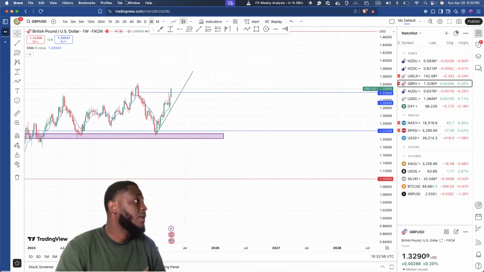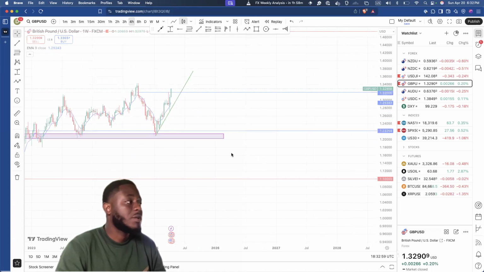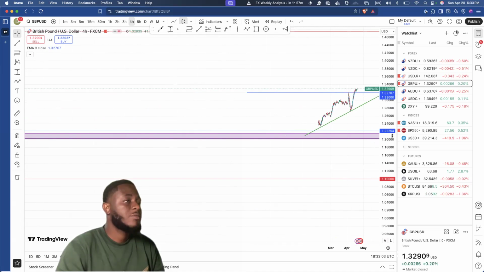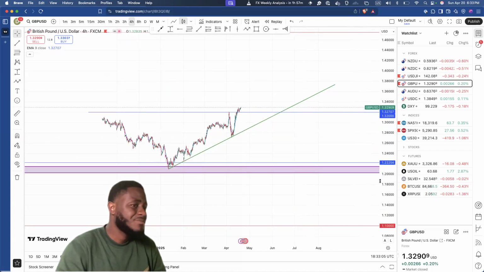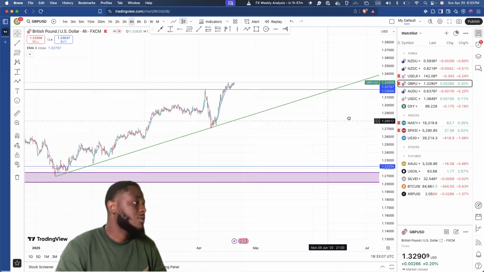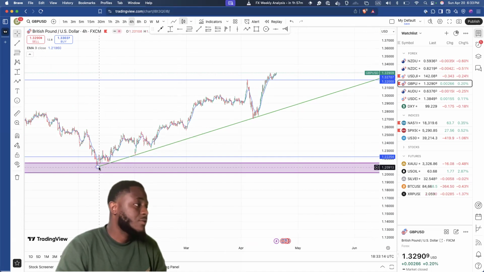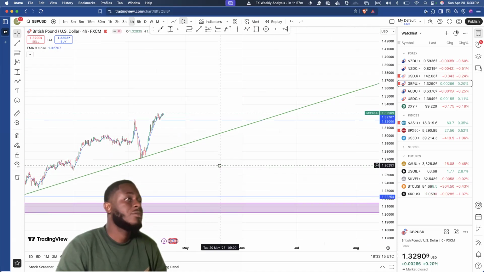So there, I'll switch to my 4-hour time frame, right? And then draw a trend line. So as you can see, I've drawn the trend line, right? Once the market dipped into this region, the major support, I drew my trend line from there onwards. So from here, then I drew it all the way here, right?